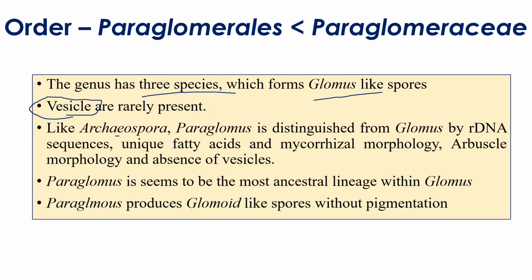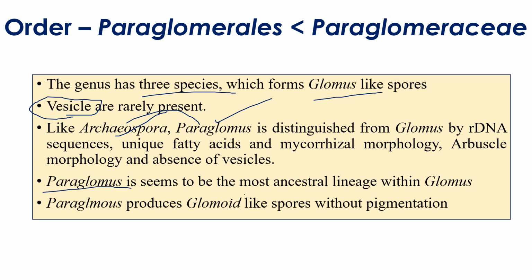The genera are Archaeospora and Paraglomus, which are distinguished from Glomus mainly in rDNA sequences, fatty acid analysis, morphological structures, arbuscule formation, and the presence or absence of vesicles. Based on the structures of Glomus, they are classified as Archaeospora and Paraglomus. They are distinguished from the Glomus species. Another important genus is Paraglomus. It is a very important genus.